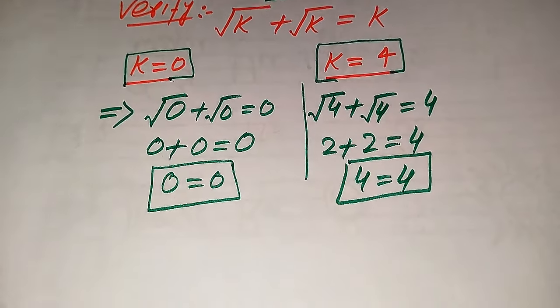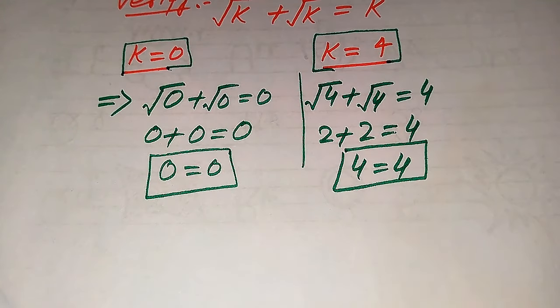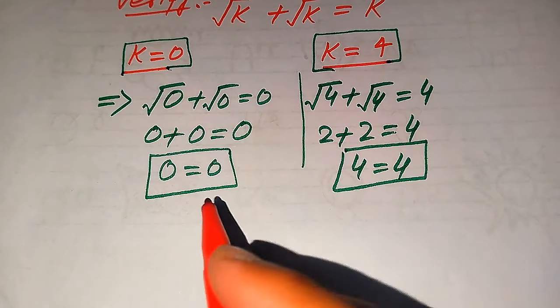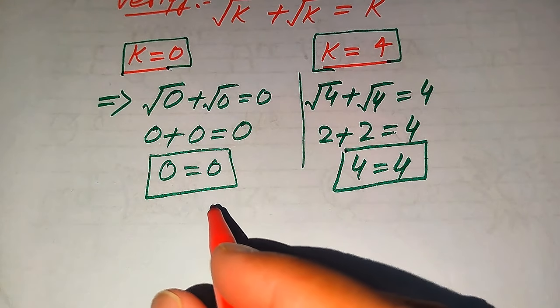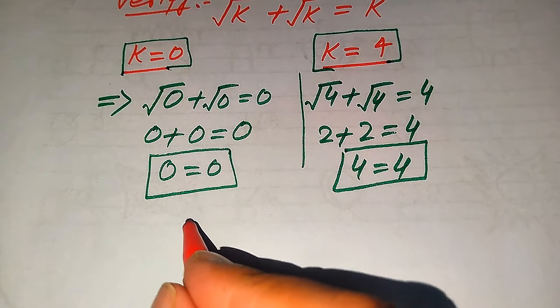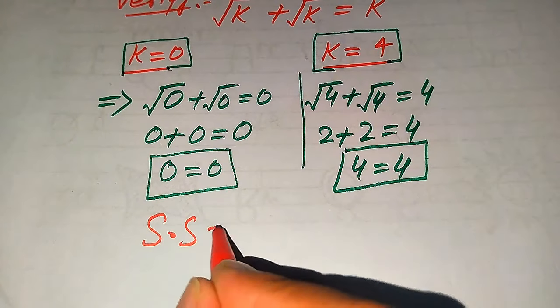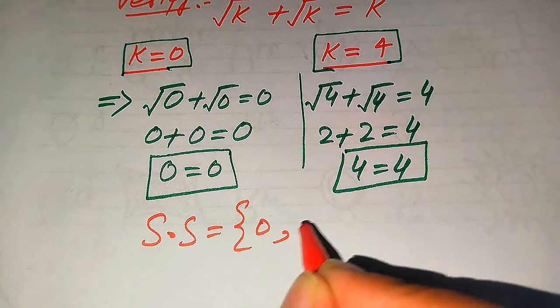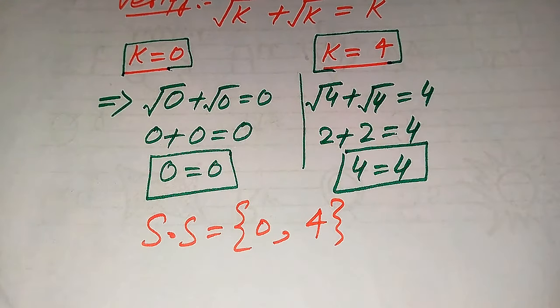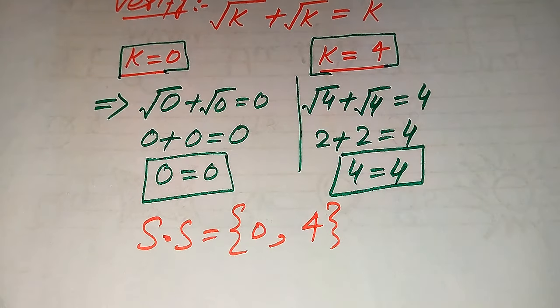So it means that both of these two roots satisfy our given question statement. So we finally conclude that the solution set of this question is 0 and 4, because both of these two values satisfy our given question statement.